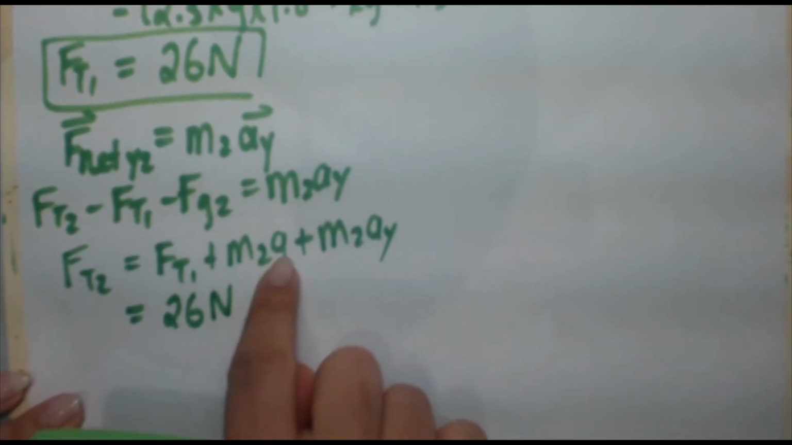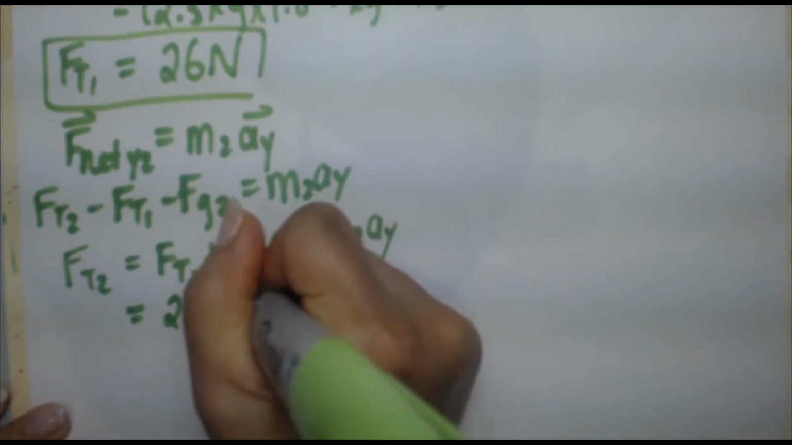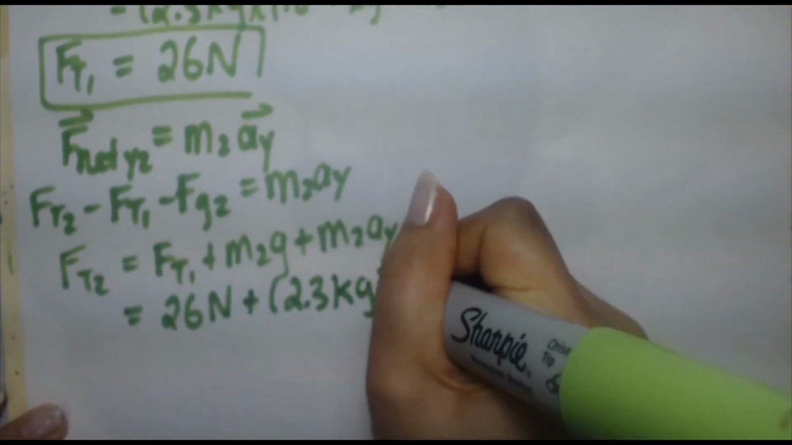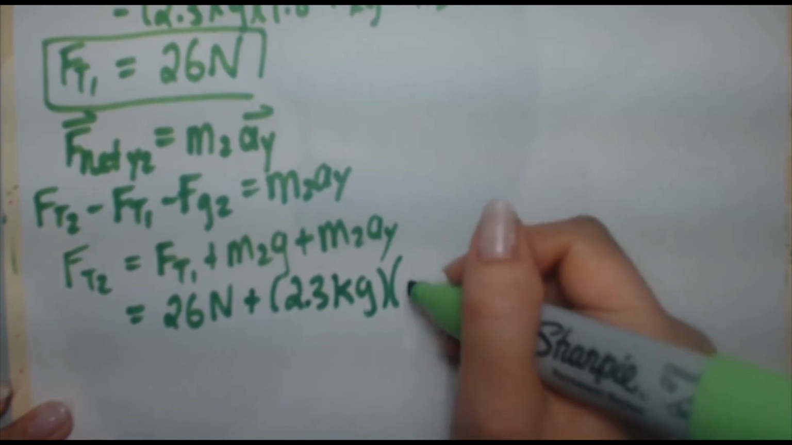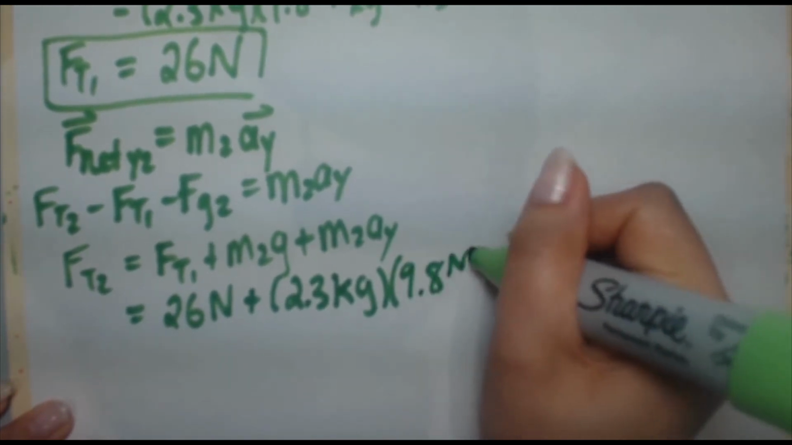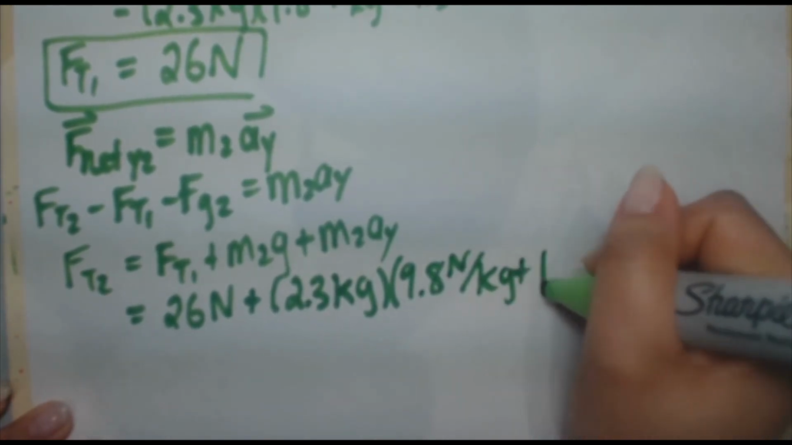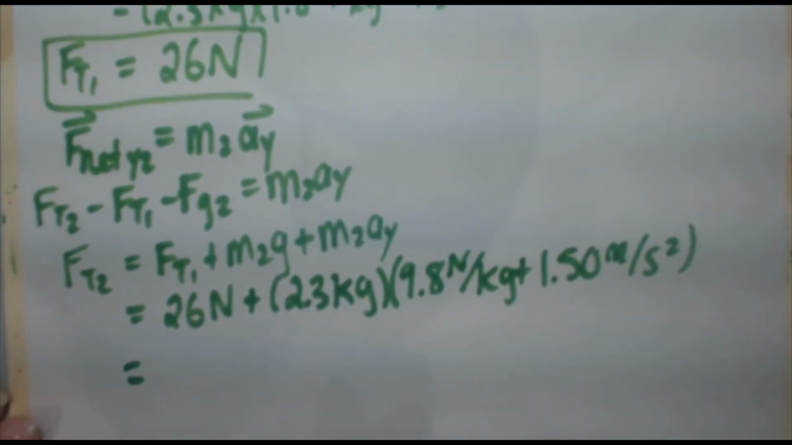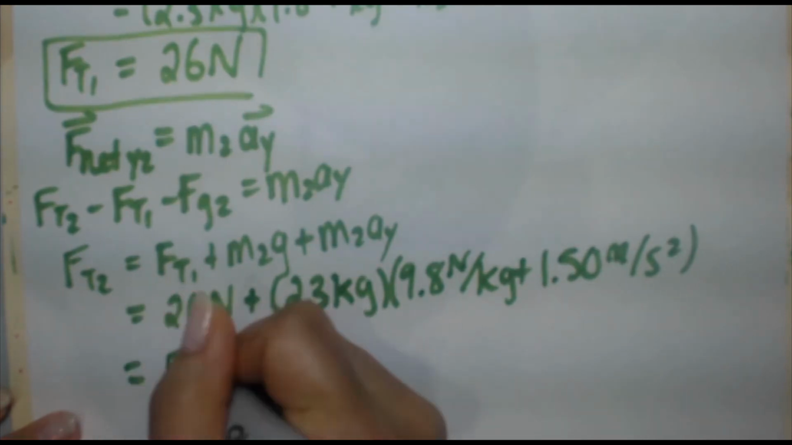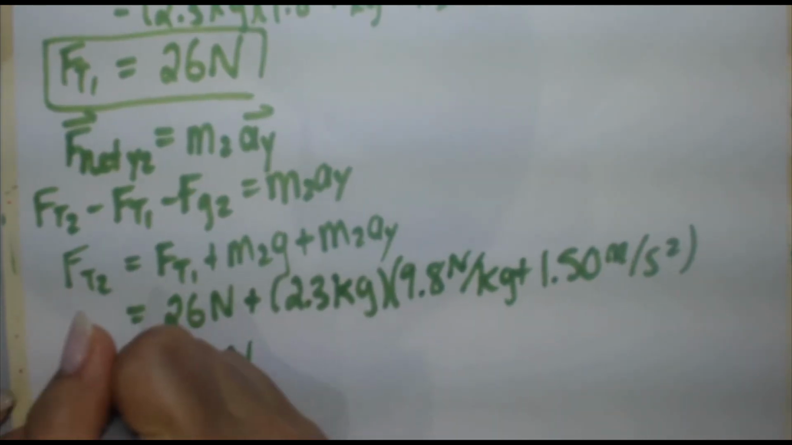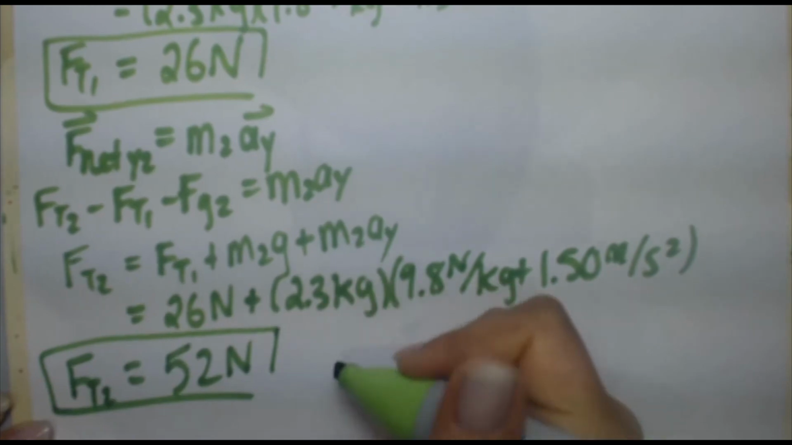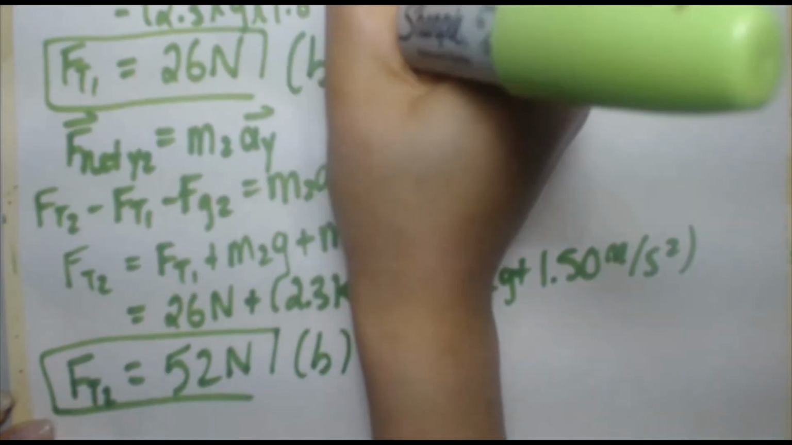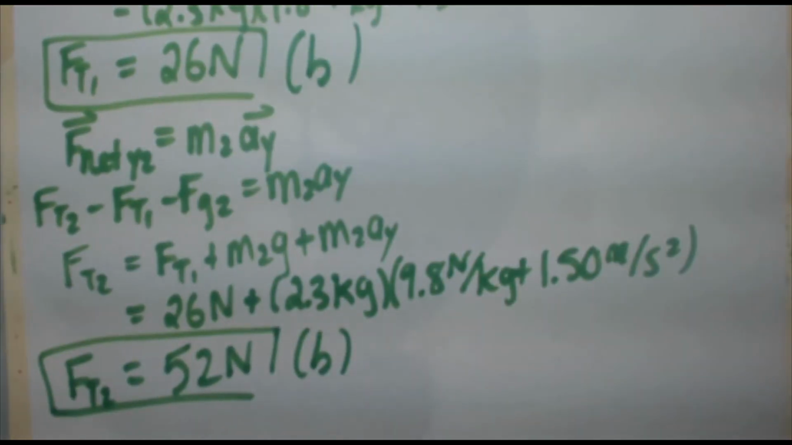Okay, and notice here we've got two M2s. So we're going to take out M2, which is 2.3 kilograms. And you're left with G plus AY. So 9.8 newtons per kilogram plus 1.50 meters per second squared. Plug that all into your calculator and you're going to get 52 newtons. Okay? So there you have it. You've got Ft2, you've got Ft1 up here. And that's it for this video, guys. There are your tensions. You can see that they've clearly increased.